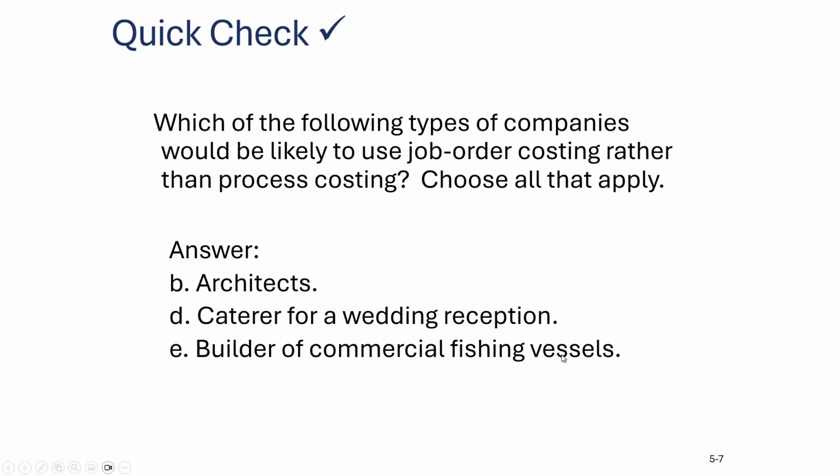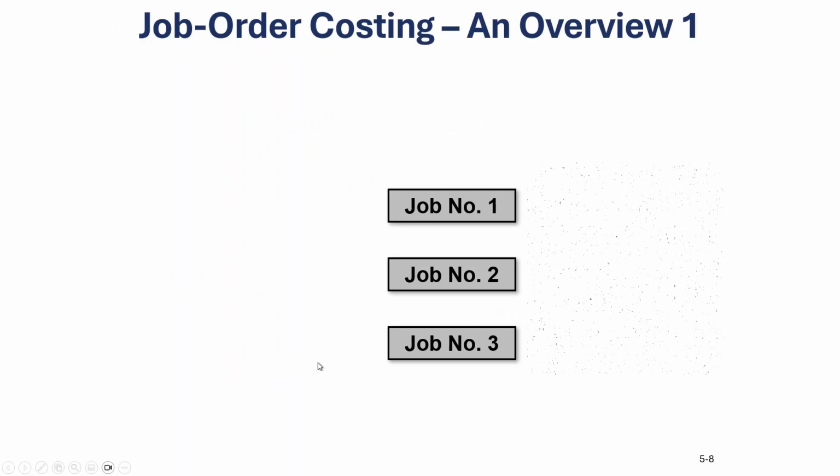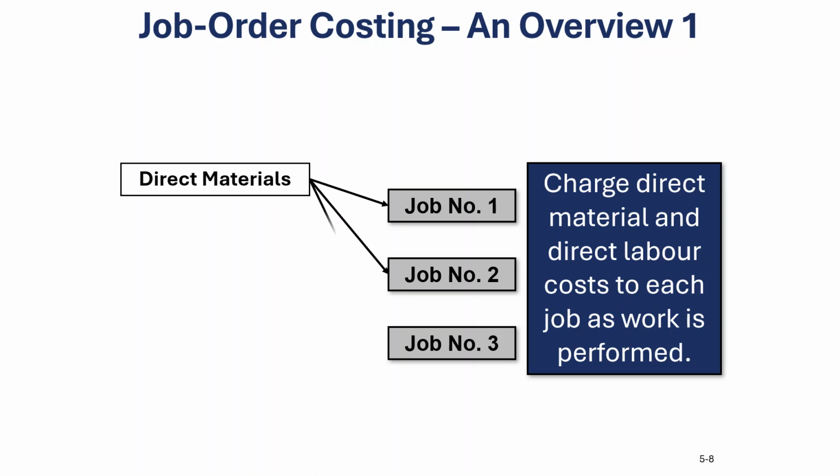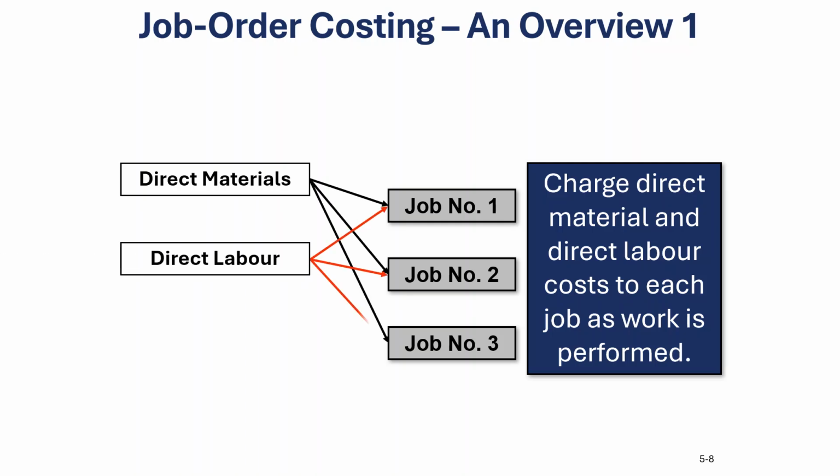So they won't prepare or make the vessel until they receive the order, and it's customized as well. So that is also an example of job order costing. So as I said earlier, when we are looking at job order costing, we always have multiple jobs going at the same time.